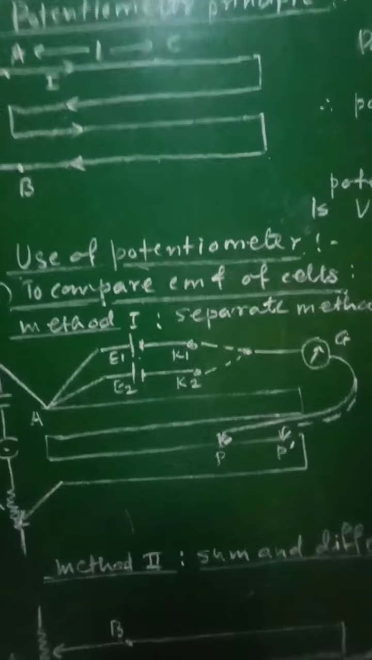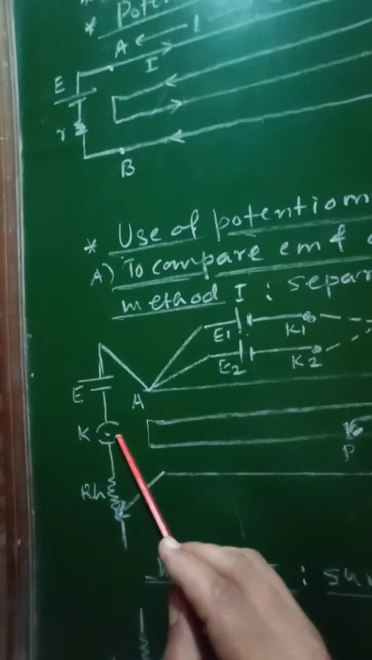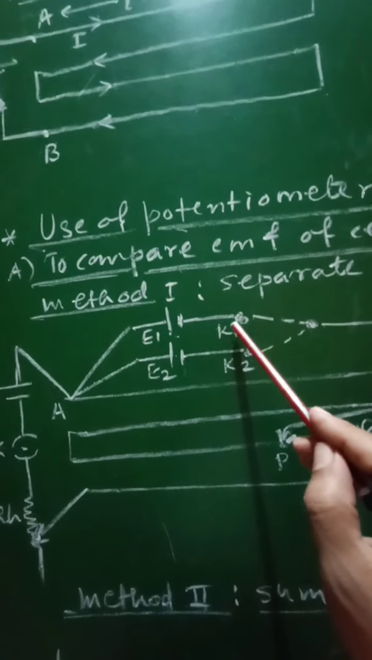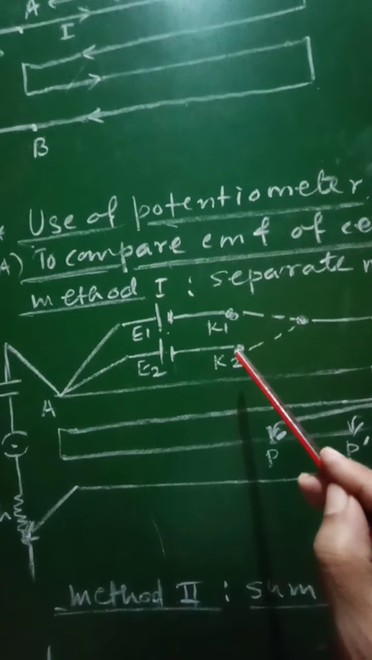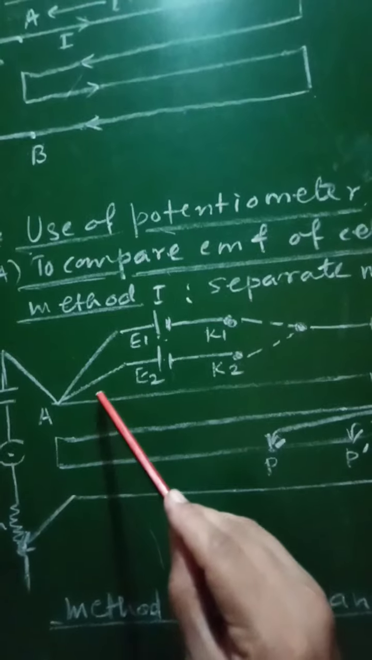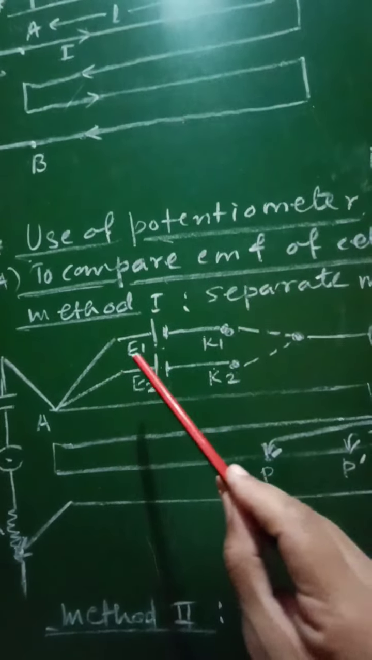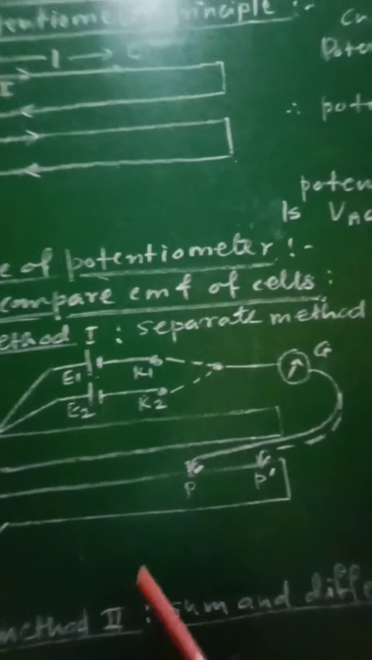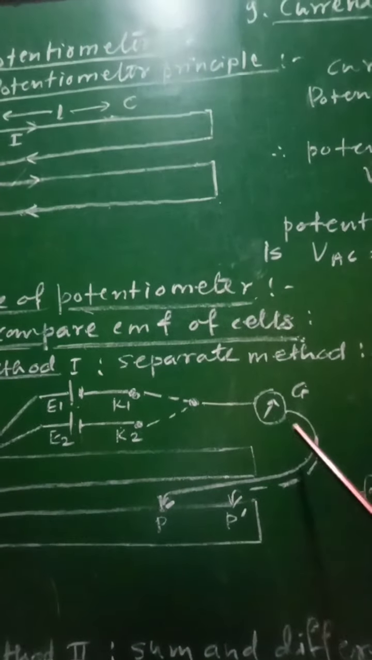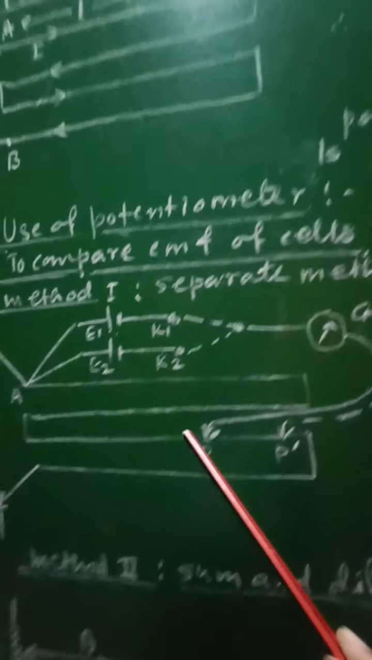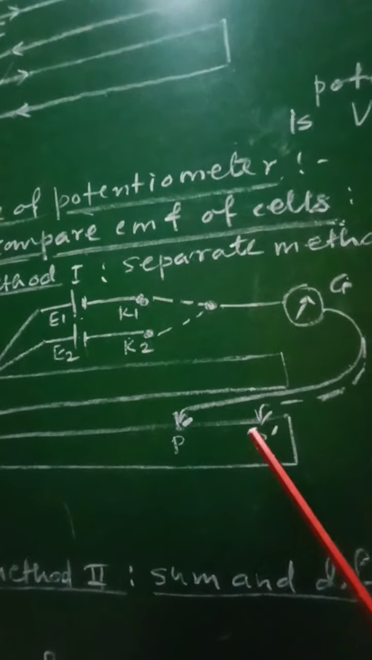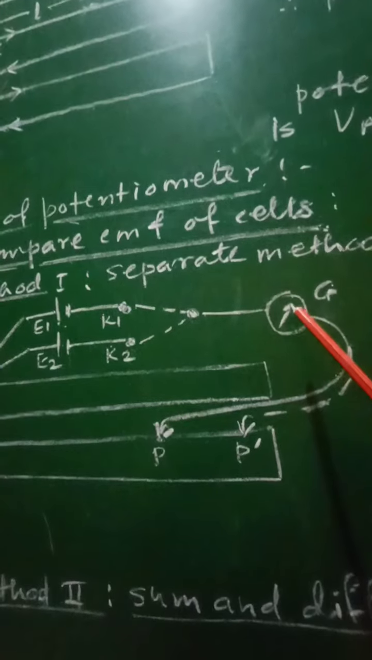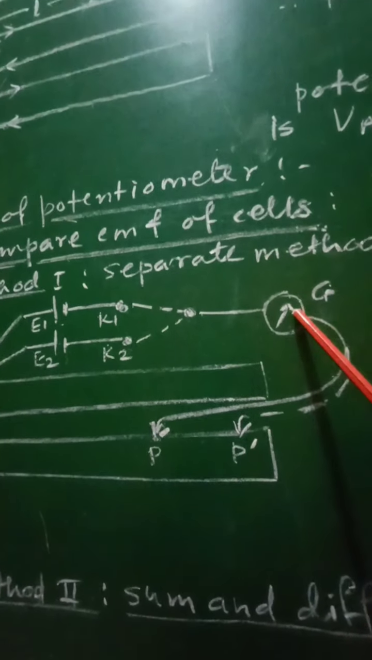Now in the second case, key K will be again kept closed, but K1 will be now kept open and K2 will be closed, so that now current will be passed through E2 and not through E1. E1 will act as open circuit. Again, when the jockey is touched at different points along the length of the wire, at a particular point P dash, we will get zero deflection or null deflection shown by the galvanometer.